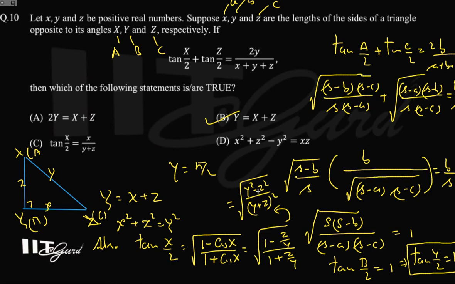And now after solving, multiplying this one, y square minus z square, you say x square, and here it will come to this one, that is x, and then y plus z, free from root. So tan x by 2 is x upon y plus z. So C option is also correct here. So the answers are B and C.